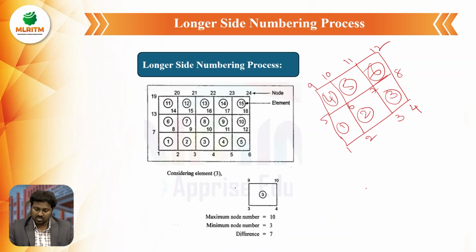We have 12 nodes. So each corner has one node. So this is 1, this is 2, this is 3 and 4.